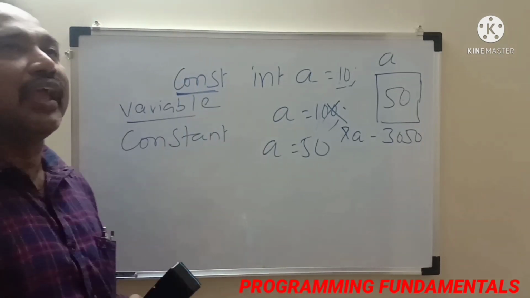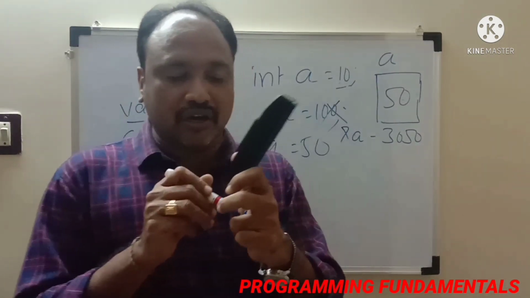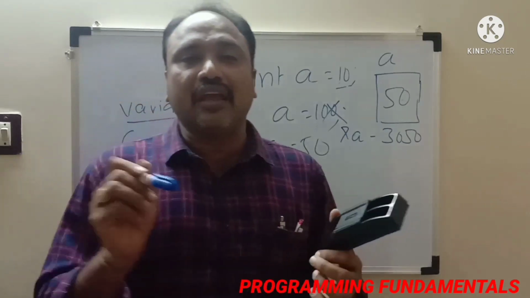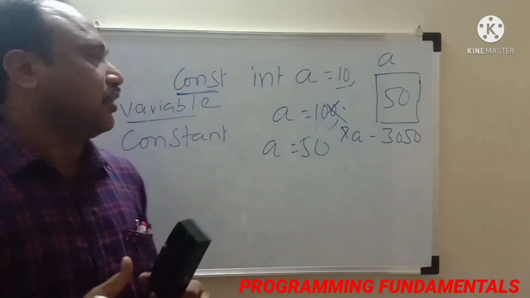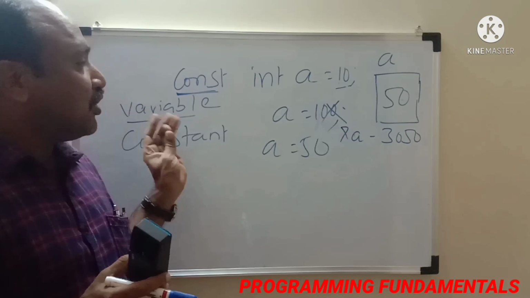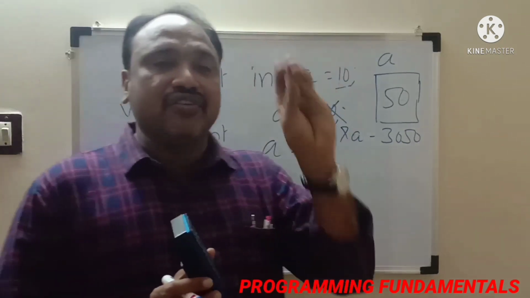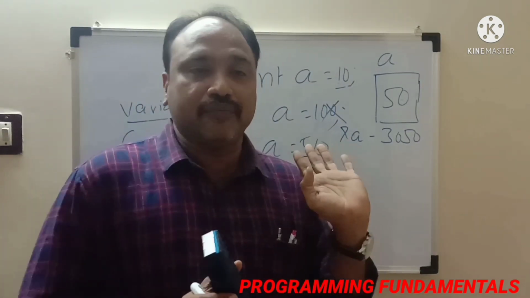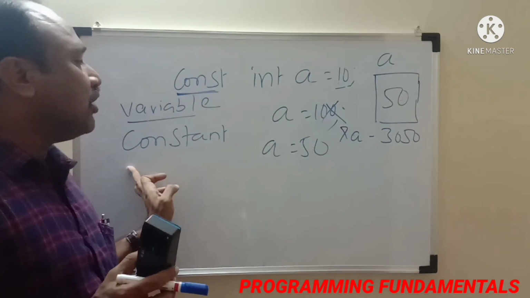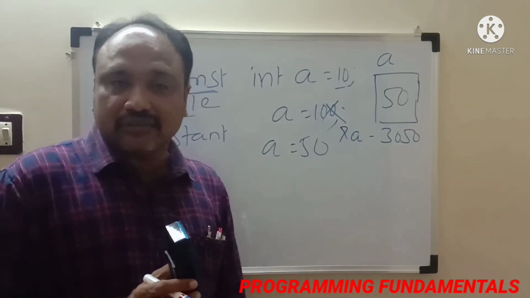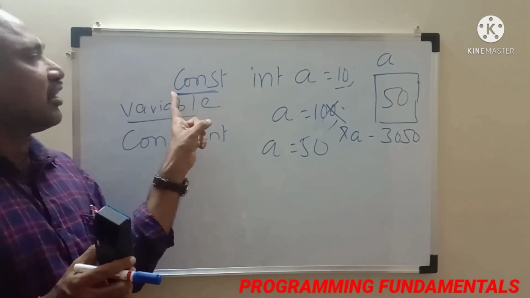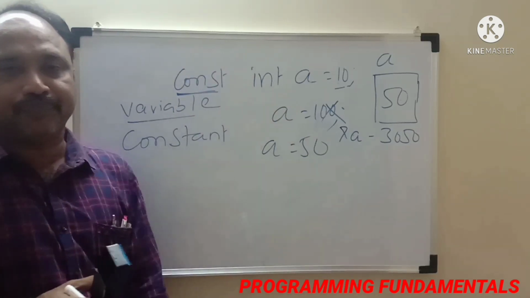Identifier means a name given to a variable, constant, array, string, pointer or structure. Next one, variable means whose value can change is called a variable. Constant means whose value cannot be changed is called a constant. To work with constant, this is the approach.